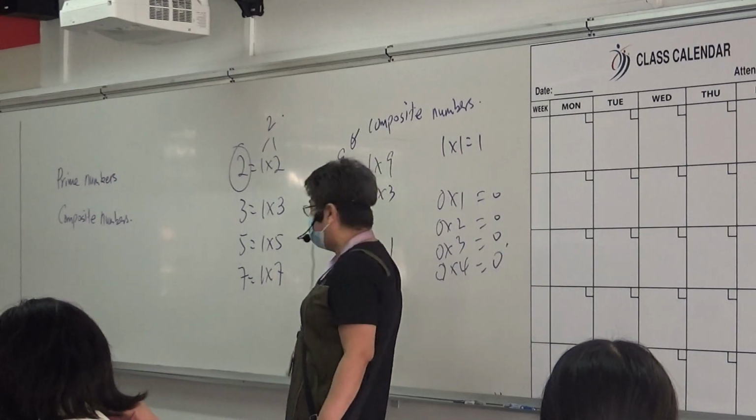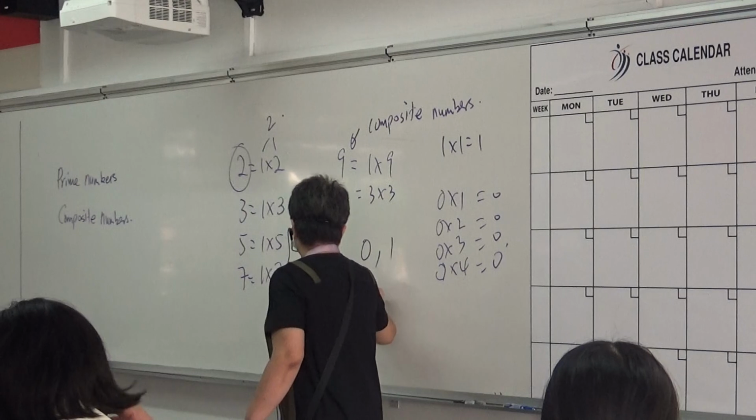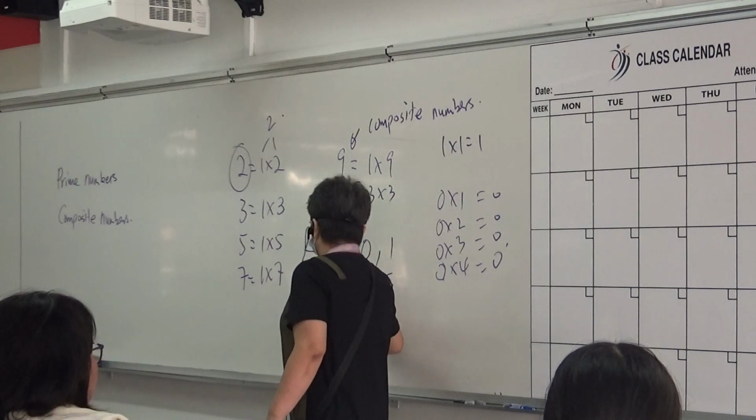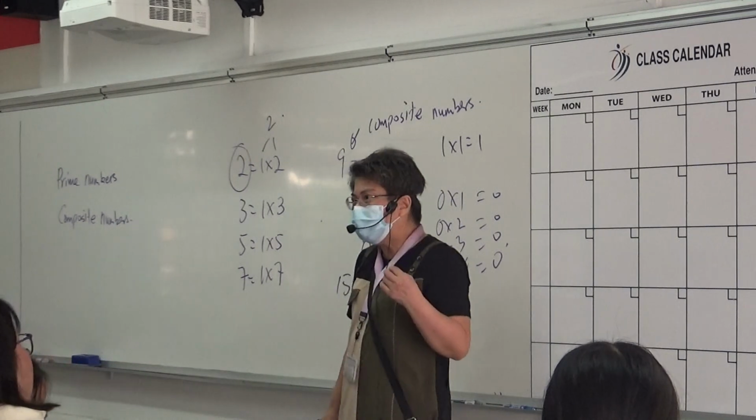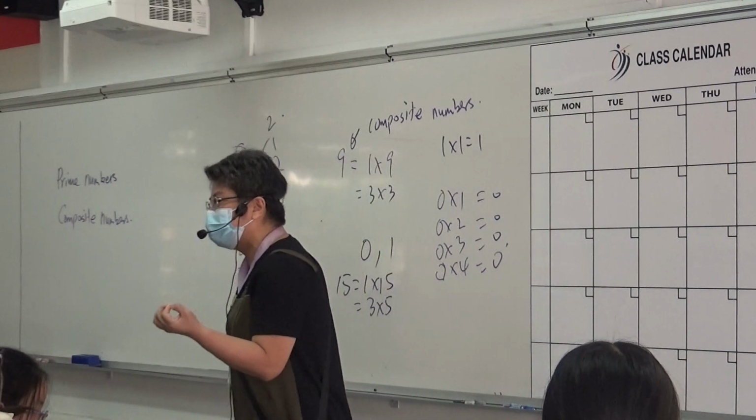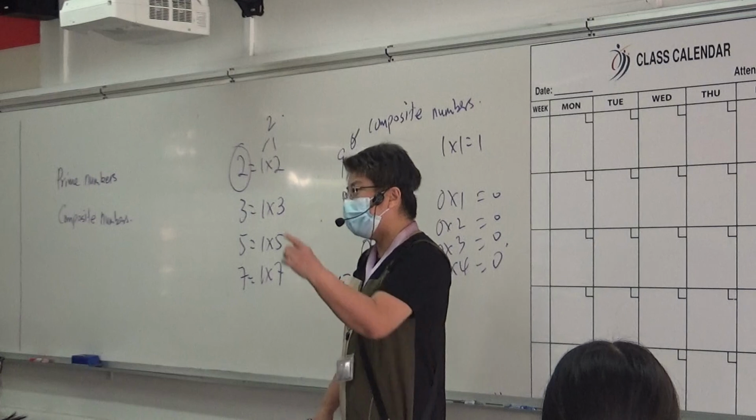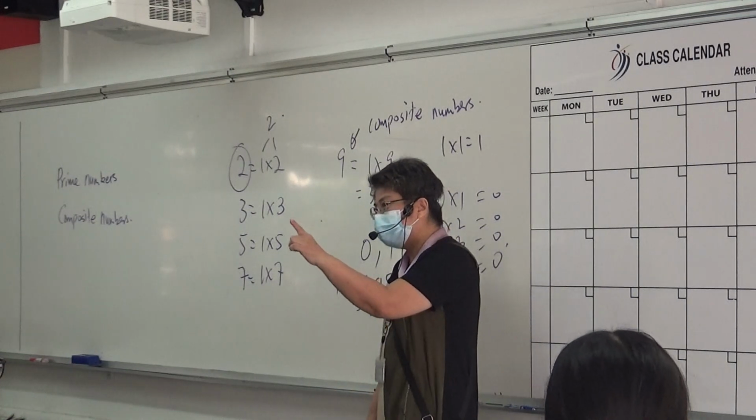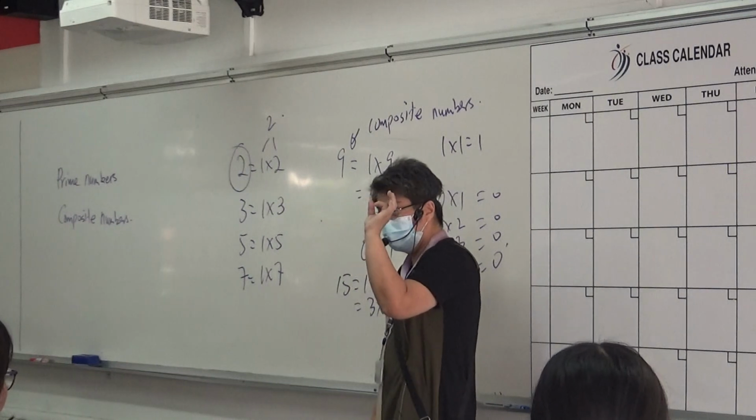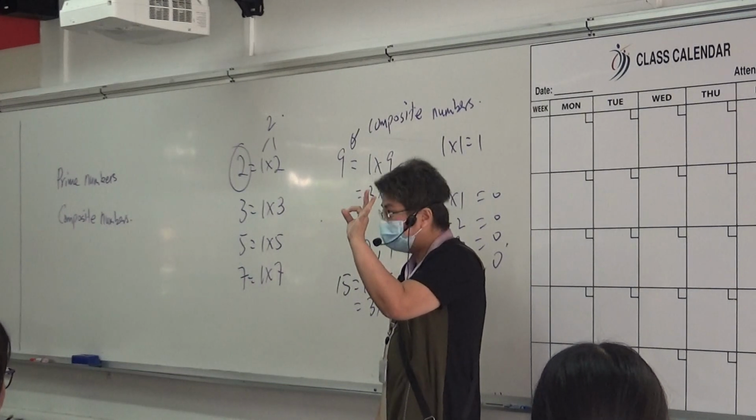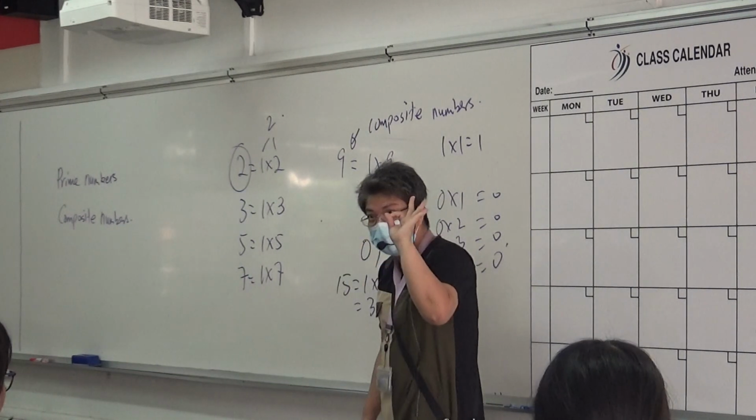Another one? 15. Okay, why 15? 1 times 15, 3 times 5 or 5 times 3. Right? Okay. Does it mean that all even numbers are composite? Why? What's the exception? 2. Can you see? And 0. Correct? That's very good, Jai. 0. Am I right to say that?